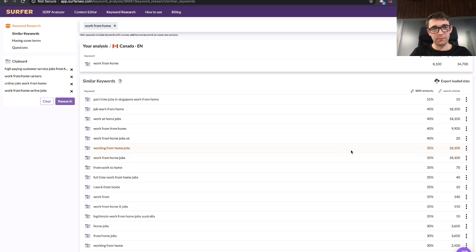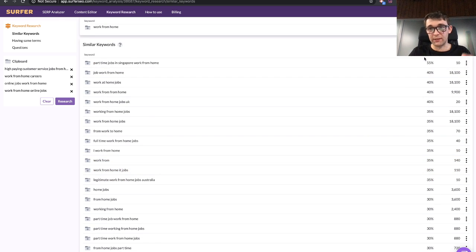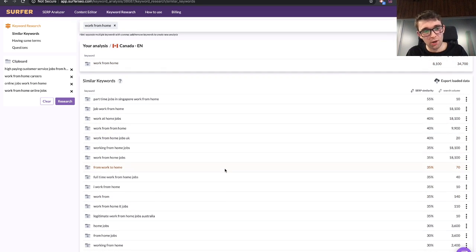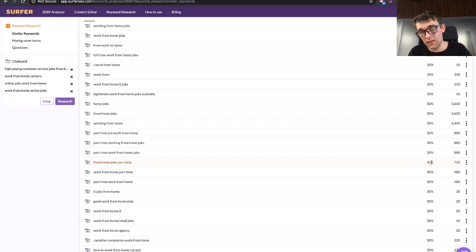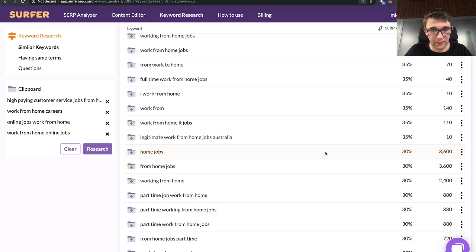And all of those terms you find in here have this SERP similarity, which means that there are pages that rank for both keywords, work from home and any of those that are listed here. And 30% means that the SERP in the top 20 is 30% identical. I will zoom in a little bit again.